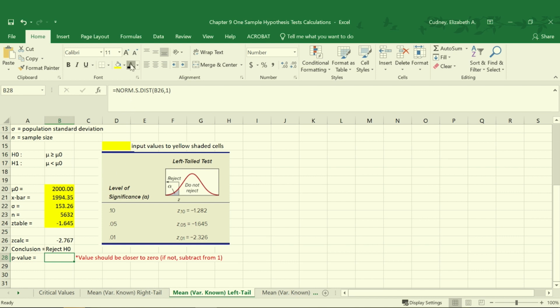We can also calculate our p-value to understand what level of confidence we have with these results. We can do that with our norm.s.dist function based on our z calculation. And in this case, our p-value is 0.0028, which is very small and definitely less than our value of 0.05, so we're very confident within our results.